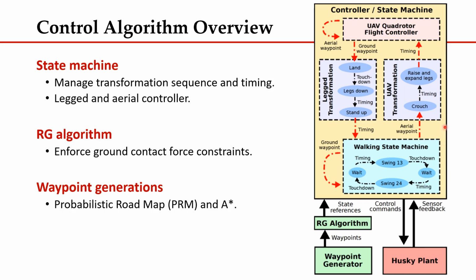it has to transform between the two modes, and it has this transformation sequence here between walking to UAV and UAV to walking. The transformation is done with open loop timing, so it has no feedback control inside, but it just follows a predefined transformation sequence.